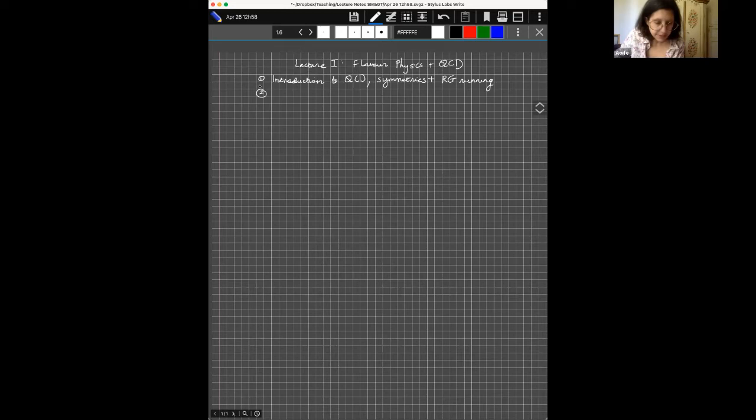Then I'm going to be giving you a brief introduction to effective field theories related to, again, flavour physics calculations. I'm going to talk about the RGE running of the operators. And explain a little bit about how one can do a resummation of large logarithms.